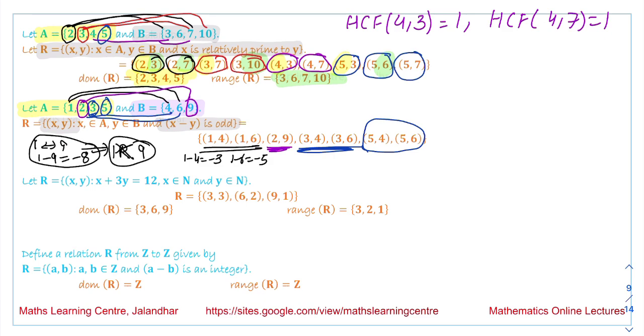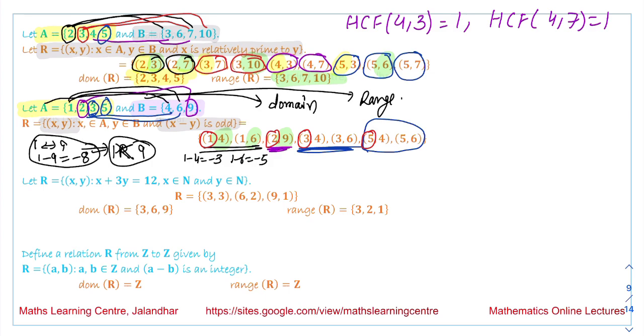So the domain of this relation is equal to 1, 2, 3 and 5, and the range of this set will have elements 4, 6 and 9. So we are saying this A is the domain and this B is the range of this relation R.